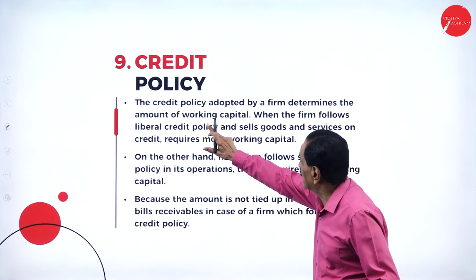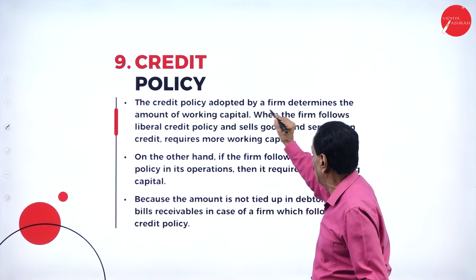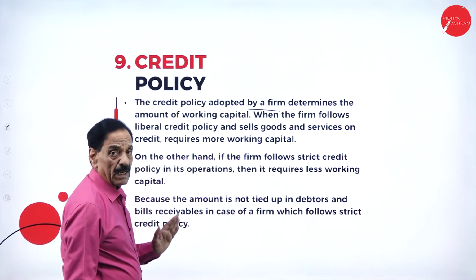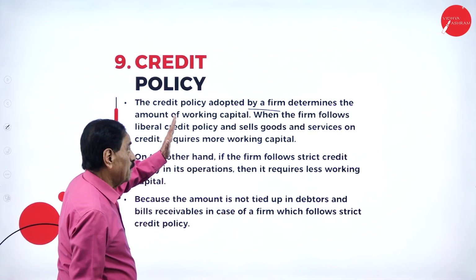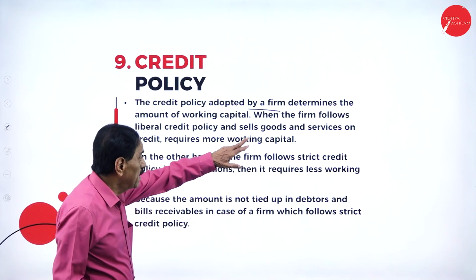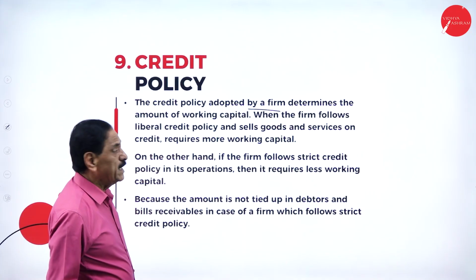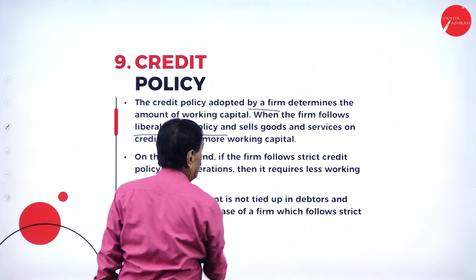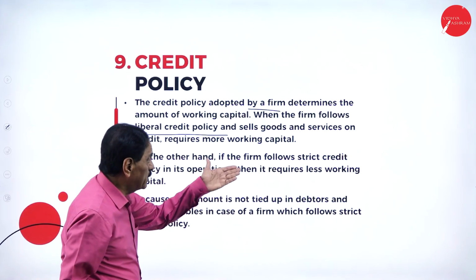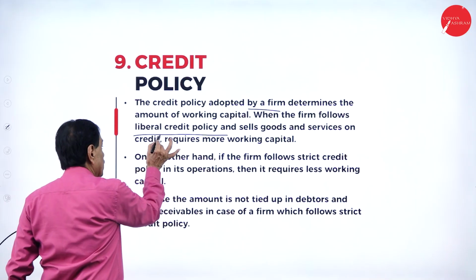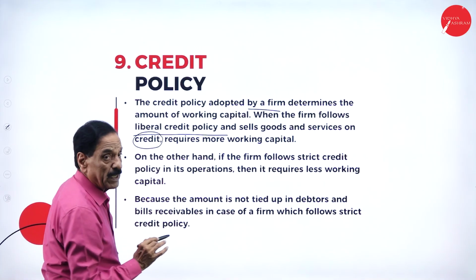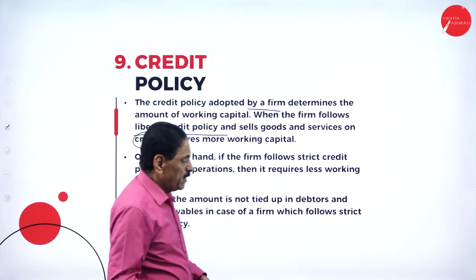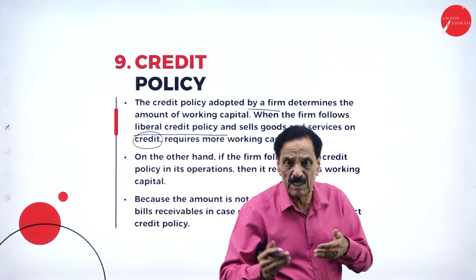Ninth one, the credit policy adopted by a firm determines the amount of working capital. This is important. The credit policy adopted by a firm determines the amount of working capital. When the firm follows a liberal credit policy and sells goods and services on credit, it requires more working capital, because once you go with credit, we have to wait.